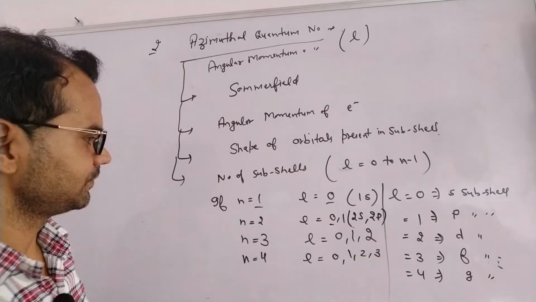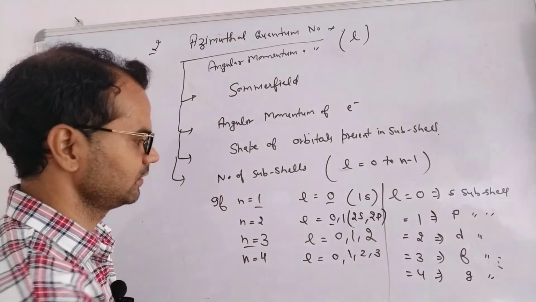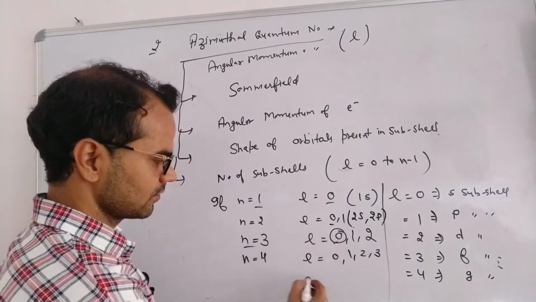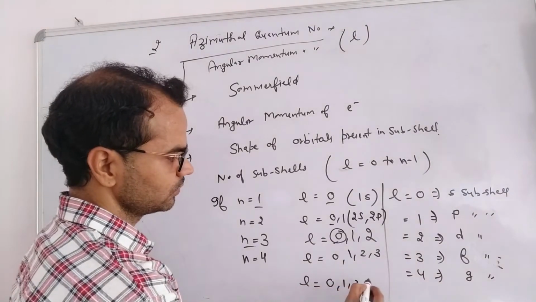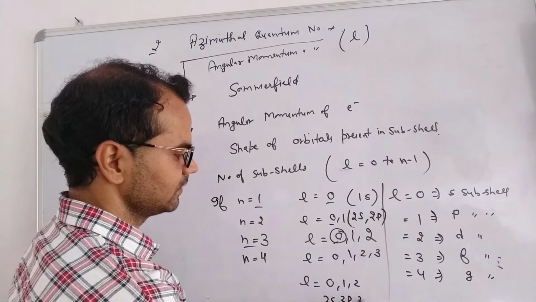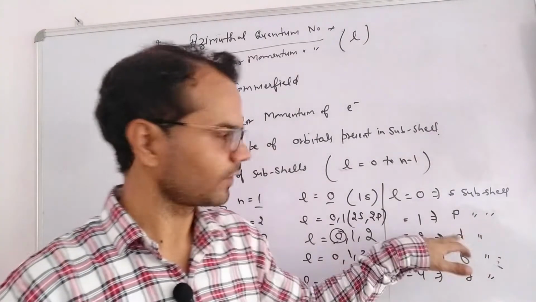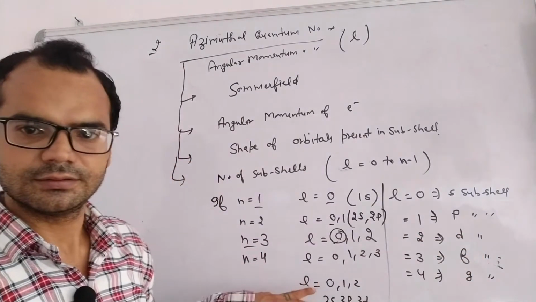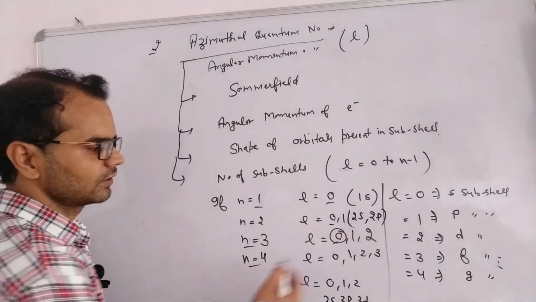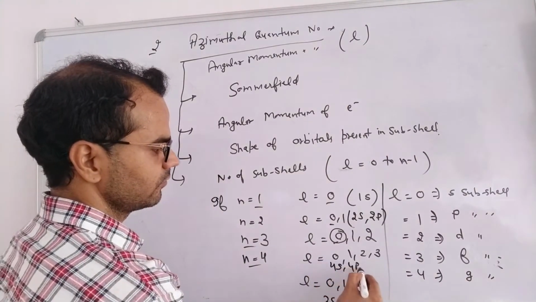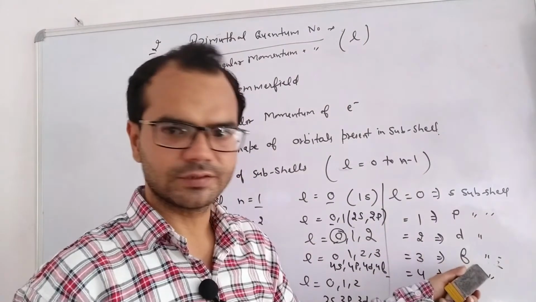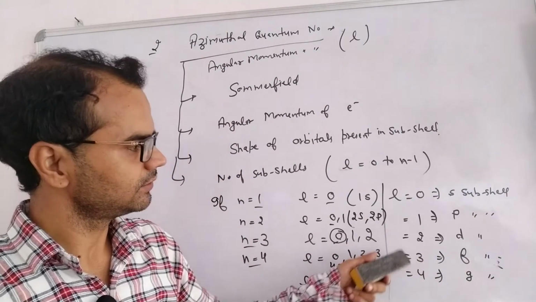Now coming to the third shell, n equal to 3. Here l equal to 0, 1, 2 means 3s, 3p and 3d. 2 is a d subshell. Easy. So similarly we can solve for 4. This is 4s, 4p, 4d and 4f. Why? Because 3 is an f subshell. Easy.